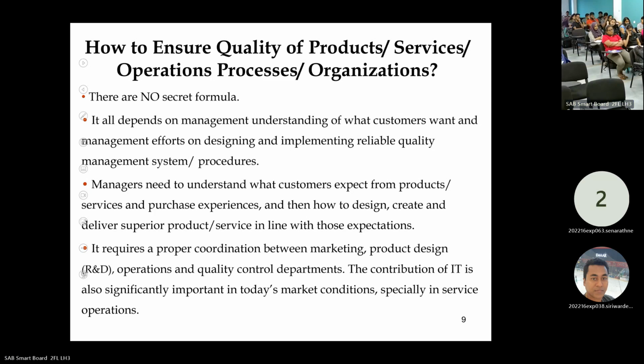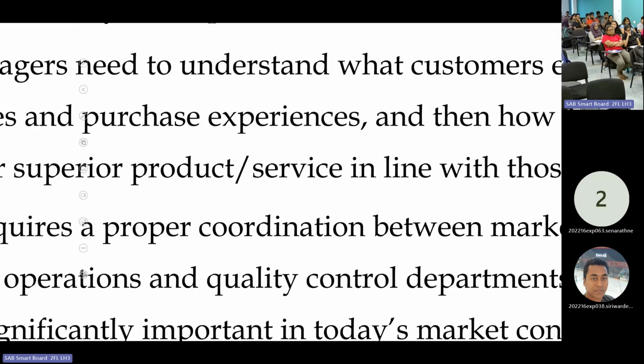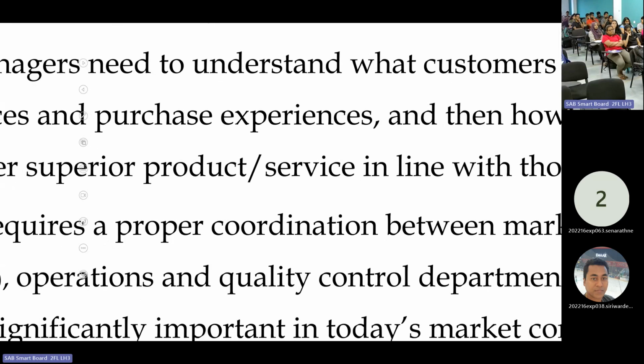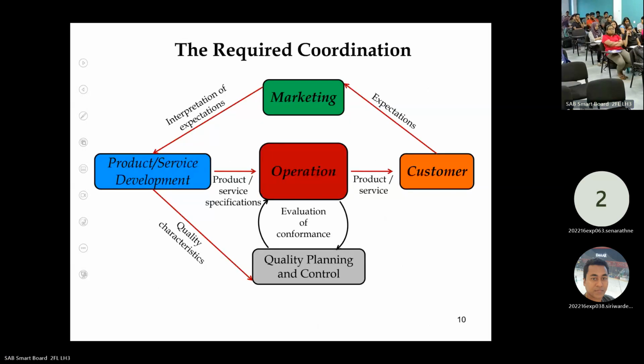So what you see in the next slide is a simple illustration of the required coordination in an organization to practice quality management. All these departments are supposed to work together and put in the right efforts to manage quality.